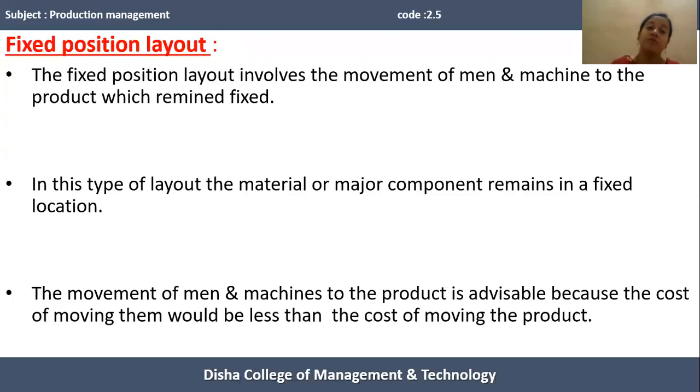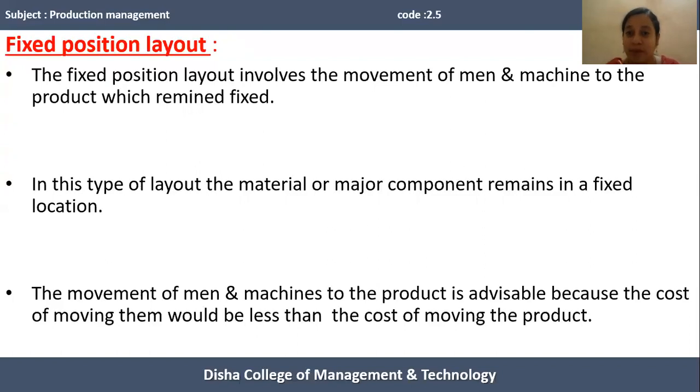If the industry selects this type of layout, generally they have to fix the product in a particular area, and man, machines and other resources have to move to that area for manufacturing that product only. In case of fixed position layout, the movement of man and machines is to the product, which remains fixed.